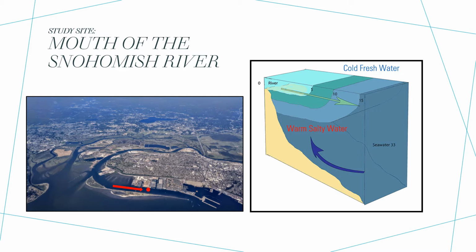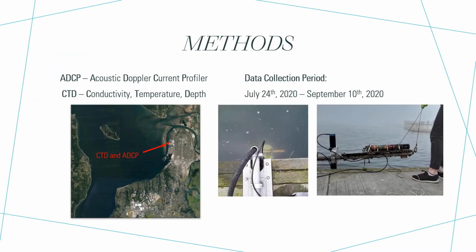This study investigates the relationship between current speeds and the degree to which the thermocline transition is sharp or stratified. Two instruments were used in this study. A CTD was moored to the guest dock at the Everett Marina, and an ADCP was secured to the riverbed. Sensor data was collected from July 24, 2020 to September 10, 2020.